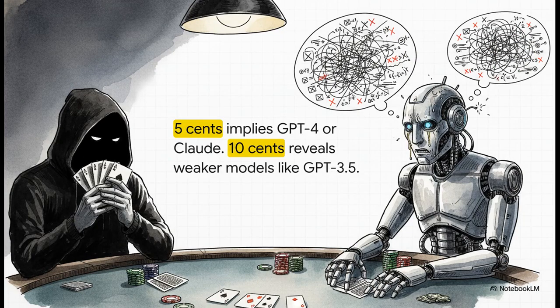If the model answers 5 cents, you're likely looking at a top-tier model, something like GPT-4 or Claude 3 Opus. But if it answers 10 cents, you're probably dealing with a weaker, older model like GPT 3.5. The reasoning style and self-correction behavior you see are massive giveaways. You're basically reading the model's tells, kind of like you're playing a high-stakes game of poker.